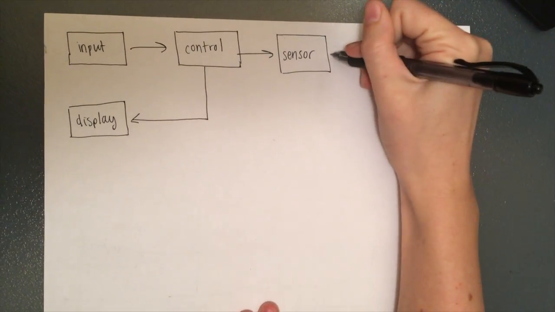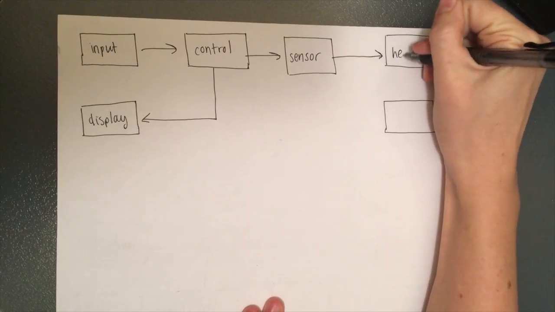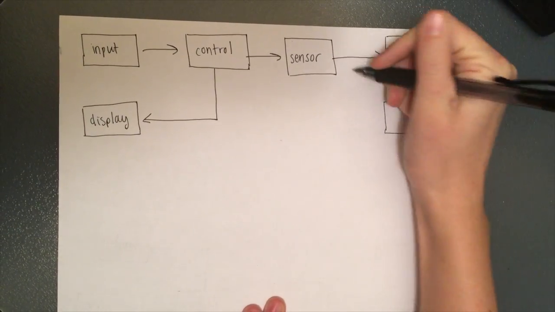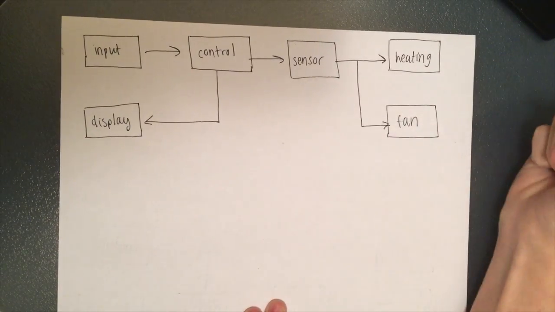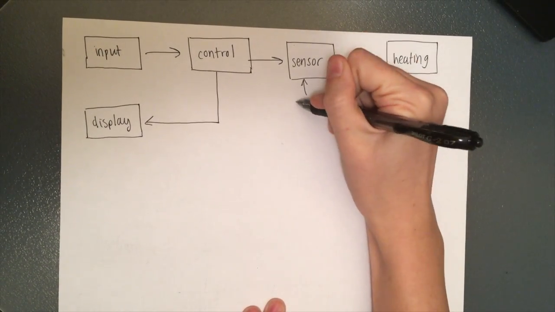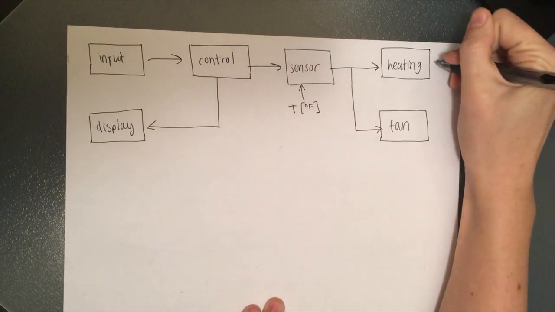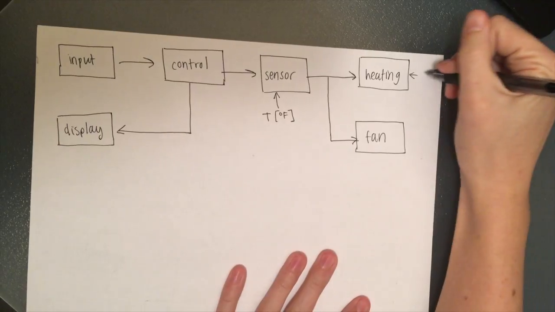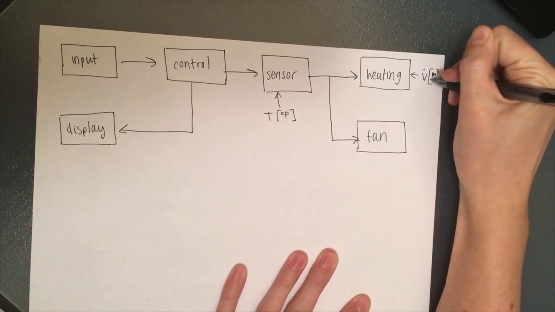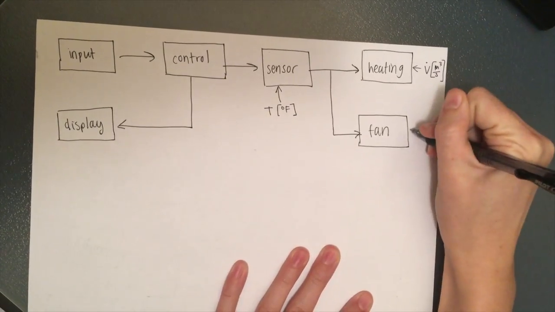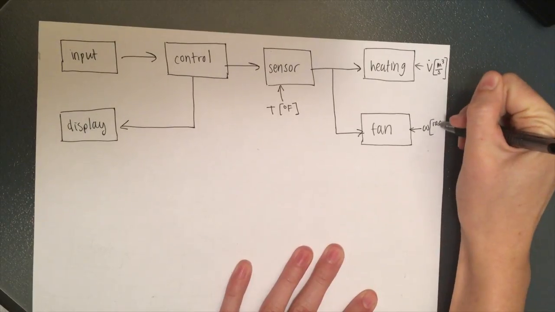The sensor then breaks into two parts. The first part is the heating element of the oven, and the second part is the fan that sends the heat around. The sensor acts in temperature, which is degrees Fahrenheit. The heating portion acts in volumetric flow rate, which is meters cubed per second. And then the fan acts in angular velocity, which is radians per second.